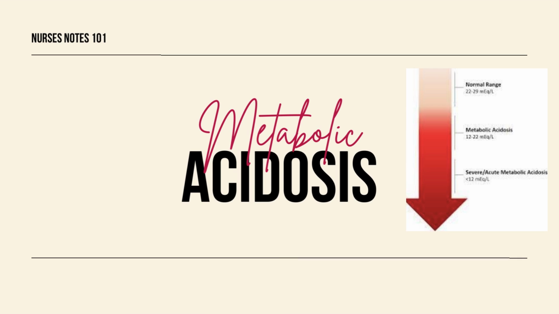Today we will be talking about metabolic acidosis. Due to this blood gas being acidotic, we are aware that the pH will be lower. And it seems like the source of this abnormality is a metabolic source. So, let's get into it.